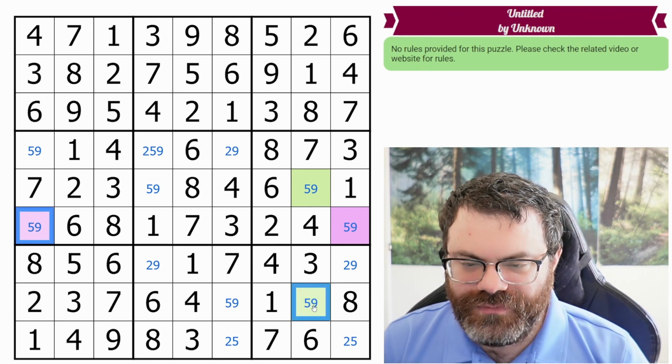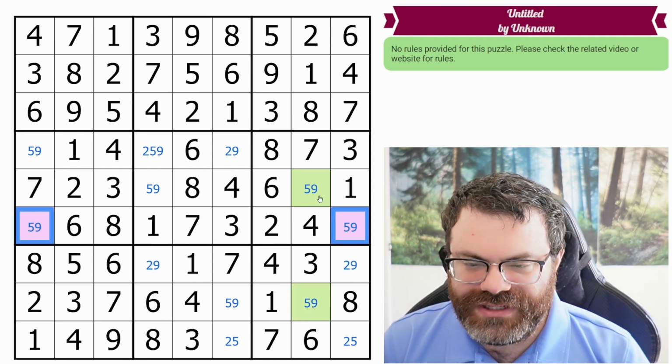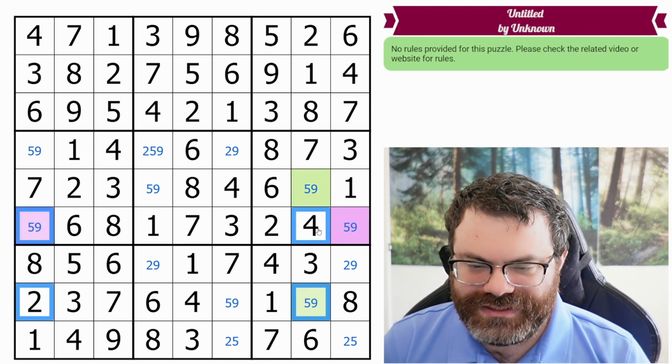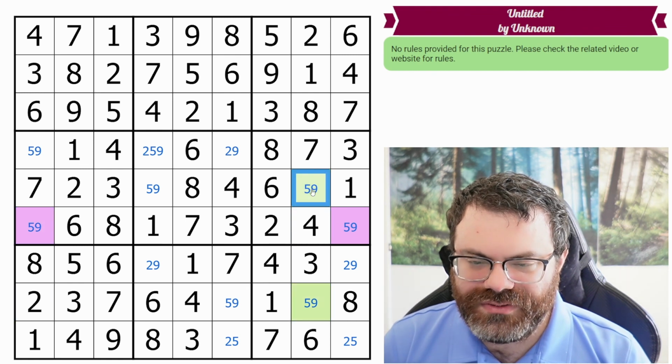Then what we're going to do here is, because these are both 5, 9 pairs, right? We're going to say this must be a 5, 9 pair as well, because this is a 5, 9 pair. This must be a 5, 9 pair. Unfortunately, they just see this one cell here and this cell here, so that's not helpful. But we can also gender switch it.